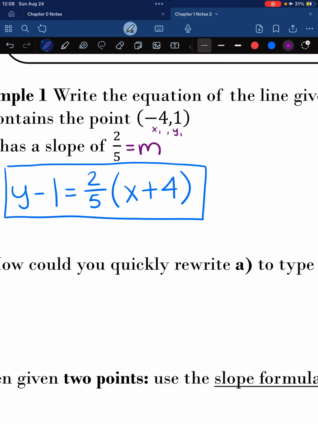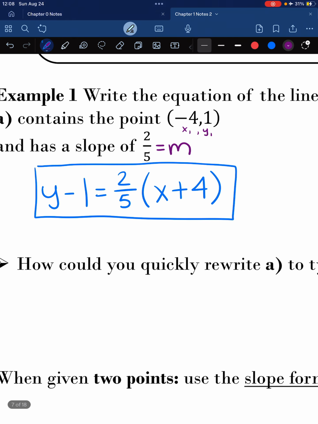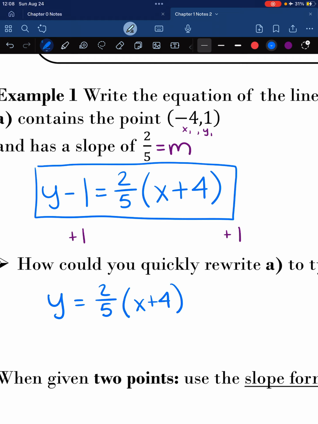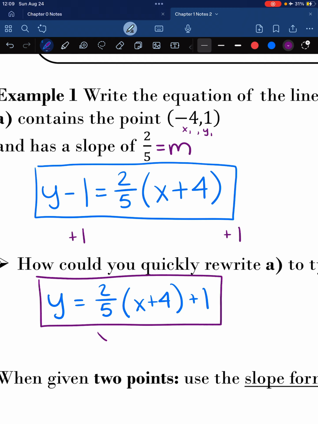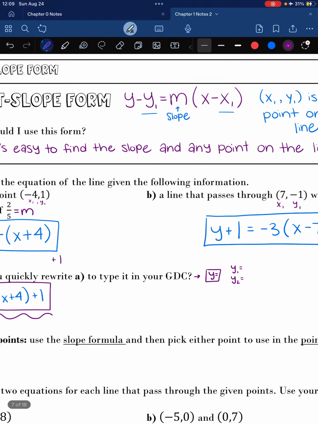We could distribute the 2/5, right? We would have to do that to rewrite it in slope-intercept form, but I don't need to rewrite it in slope-intercept form. All I have to do is just add 1 to both sides, and I'm just going to leave it outside the parentheses. Plus 1 on the outside here. And then I am all done. I can type this into the calculator just fine, right? Because I have y equals, and then this is the part that I would type in. So that's a nice little trick.